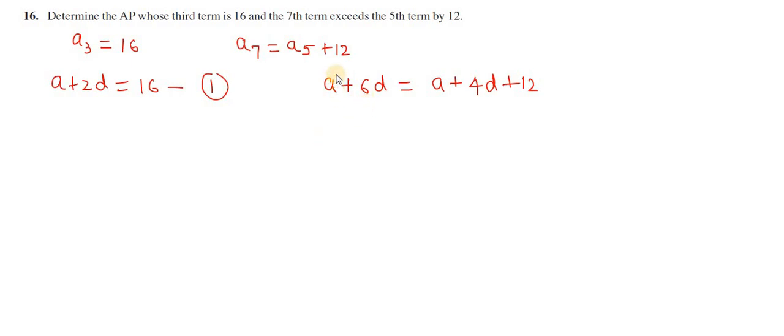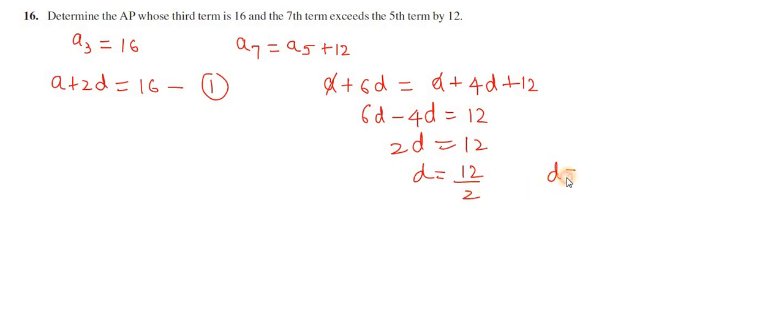Here A and A get cancelled, so 6D minus 4D is equal to 12. Transposing 4D to the left-hand side it becomes minus 4D. What is 6 minus 4? It is 2. So 2D is equal to 12. Therefore D is equal to 12 by 2, which is 6. So we got the D value.